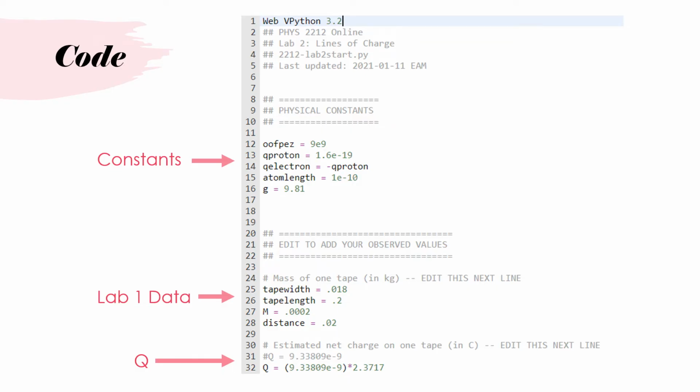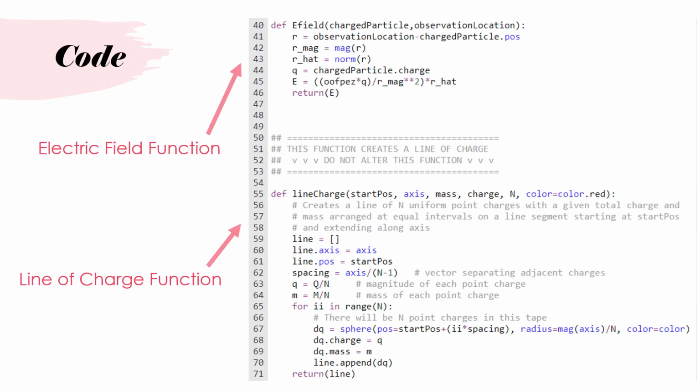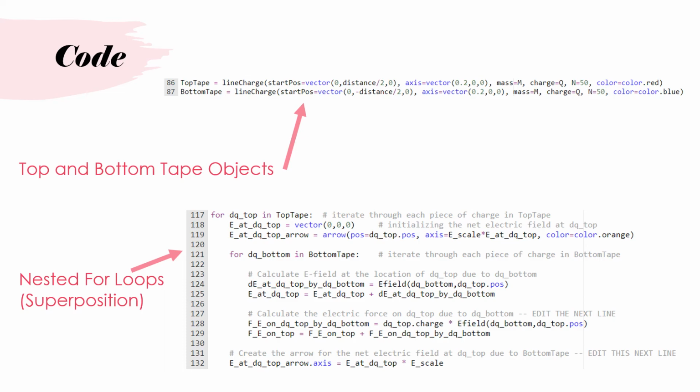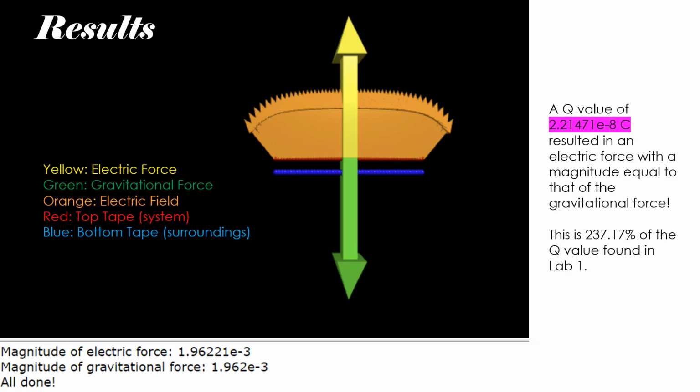So I began by defining my constants and putting in my Lab 1 data, and then I set Q to be what I found it to be in Lab 1. However, I end up changing this to make it so that the magnitude of the electric force is equal to the magnitude of the force of gravity. On this page, I defined my electric field function, and this is also where the line of charge function is defined. Here, I created the top and bottom tape objects, and this also shows the nested for loops, which demonstrate superposition.